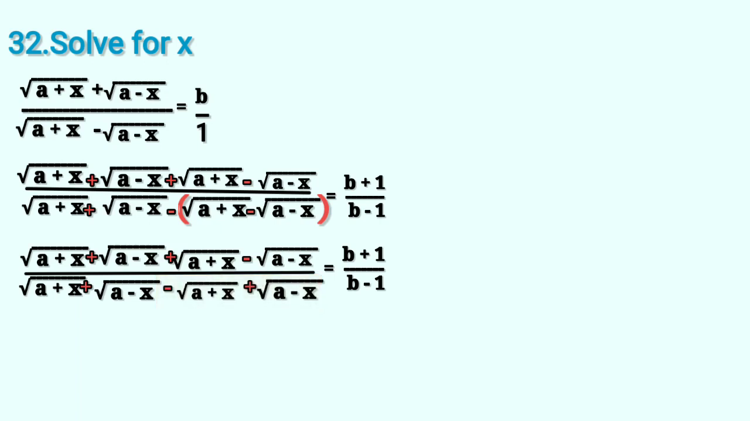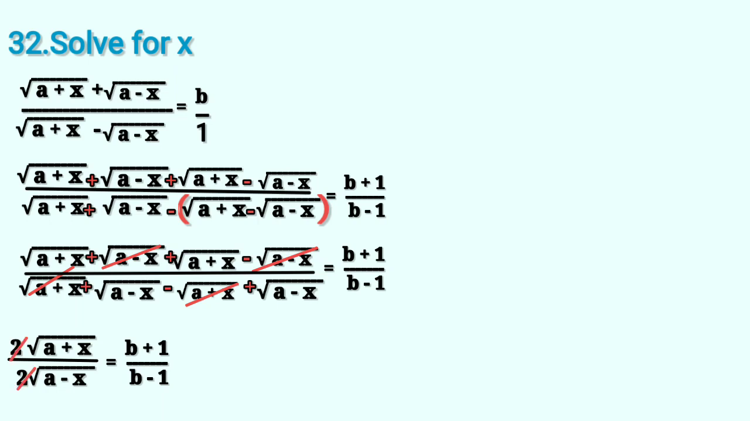Now let us see what is getting cancelled. In the numerator, plus root a minus x and minus root a minus x is getting cancelled. In the denominator, root of a plus x and minus root of a plus x is getting cancelled. Now we have 2 root of a plus x in the numerator and 2 root of a minus x in the denominator, and the right side remains the same. Again 2 is getting cancelled here.